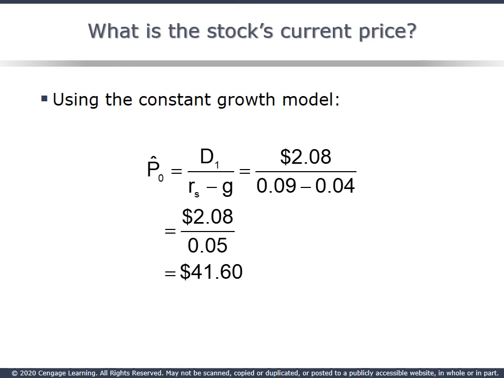Well, the last dividend, D sub 0, is $2. The growth rate is 4%, little g. So the next dividend, if it's growing by this constant rate, if the last dividend was $2, growing by 4%, the next dividend has got to be $2.08. And then we divide that by R sub S minus g, and boom, we've got the current price on that common stock, using this model, $41.60.